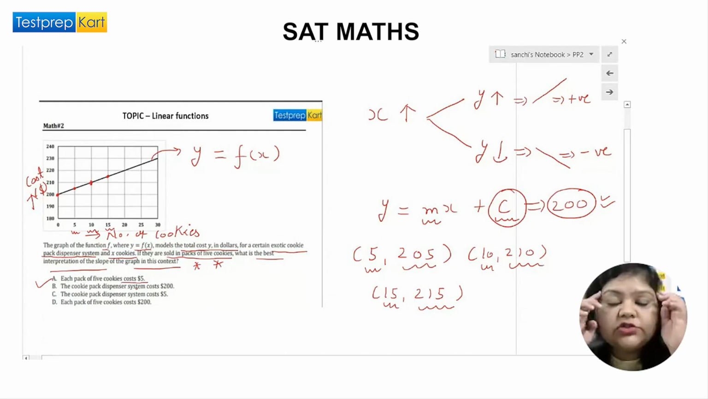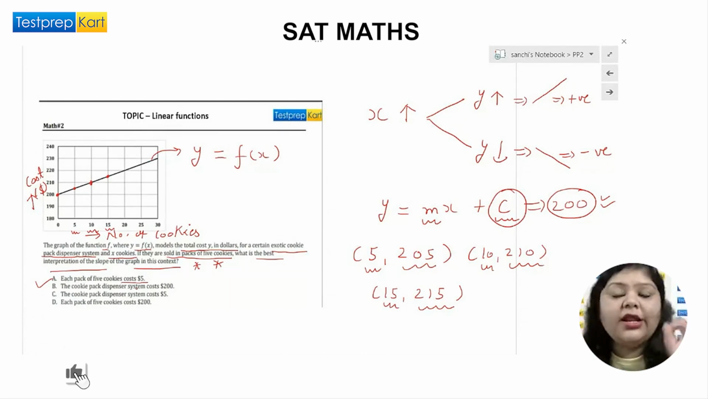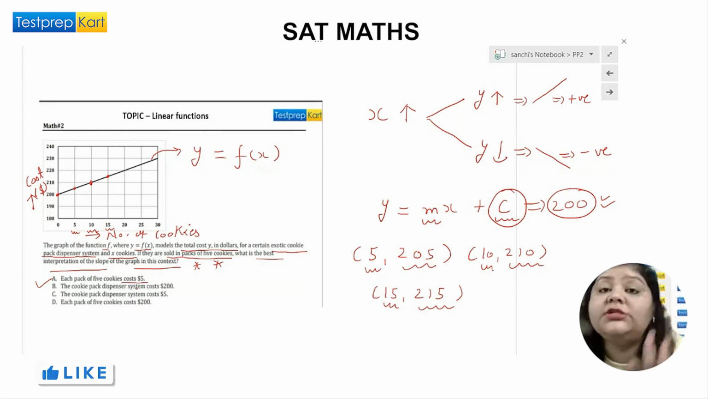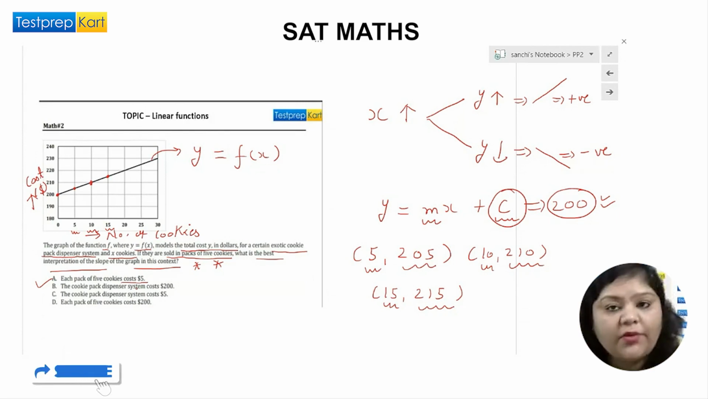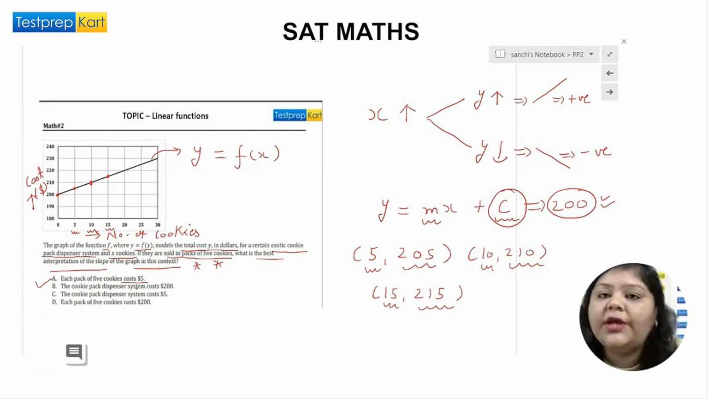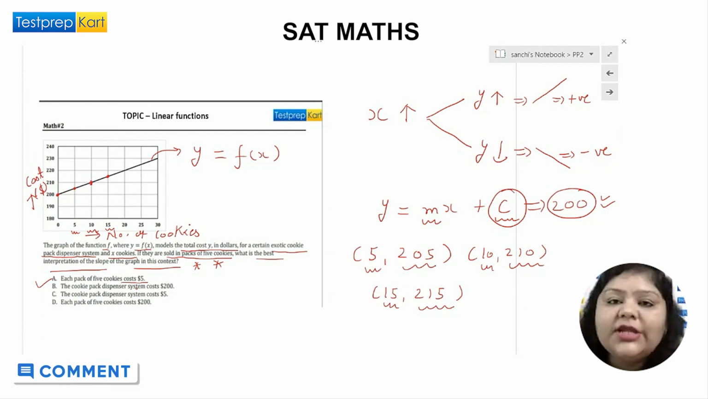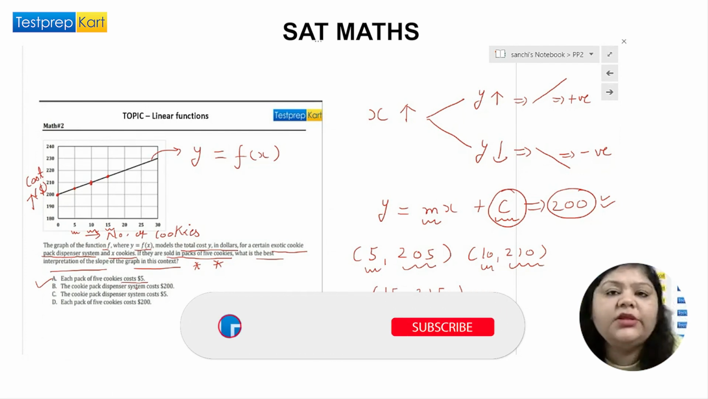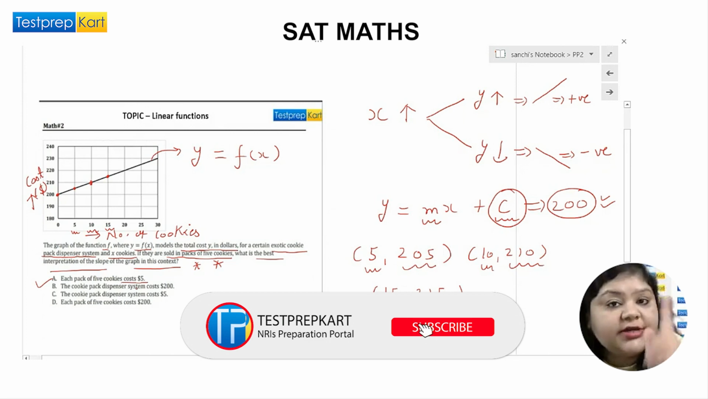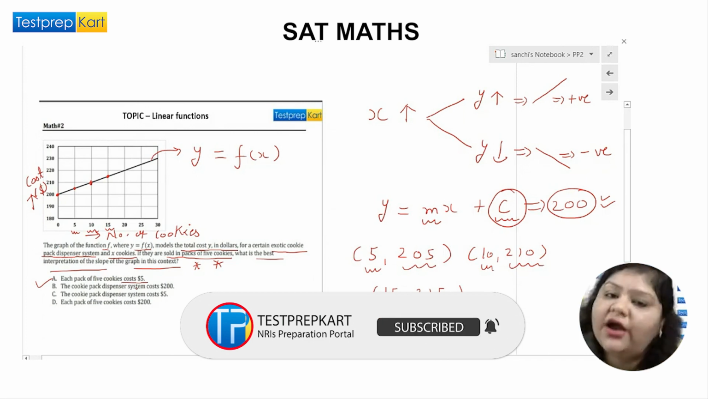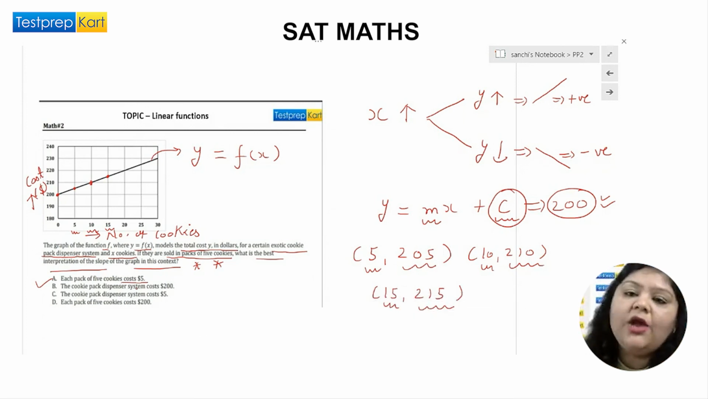Okay, so first of all, you should be logically clear about what m represents and what c represents in this slope intercept form. I hope this simple question, the tricky question number 2, is clear to everyone. Believe me, that's not at all a difficult one. It's just a tricky one. That is why it is mentioned as a hard question. I hope that is clear to you.